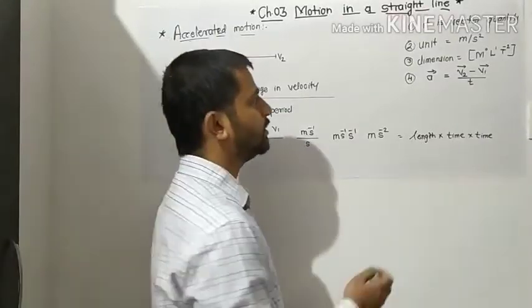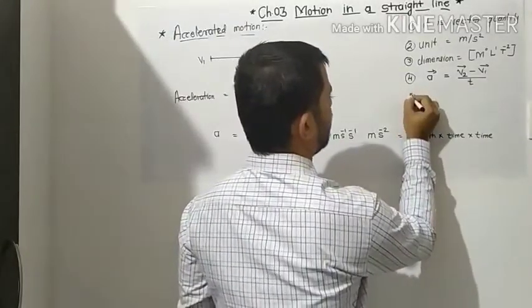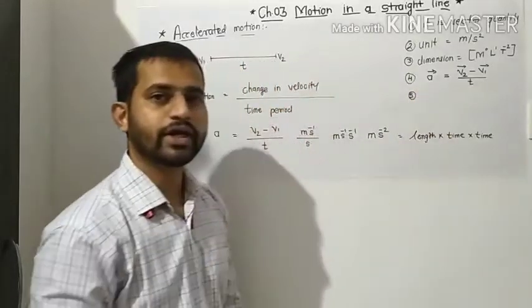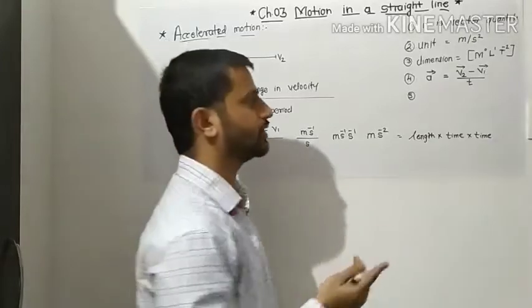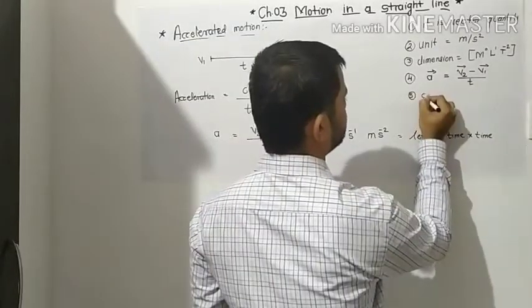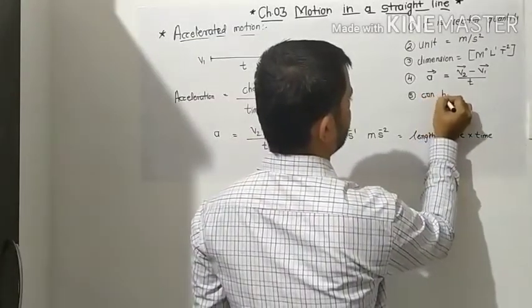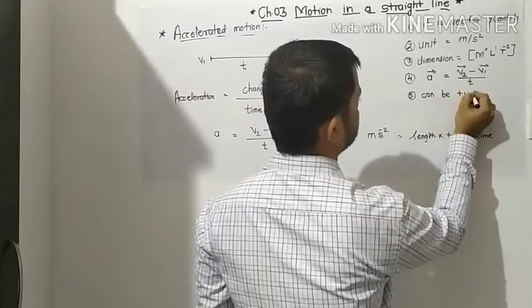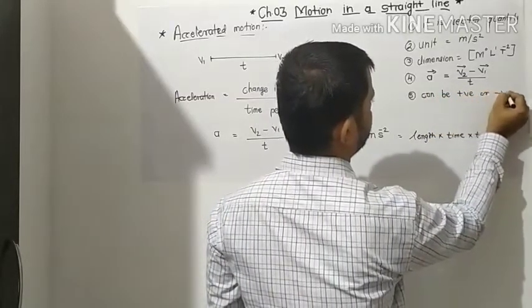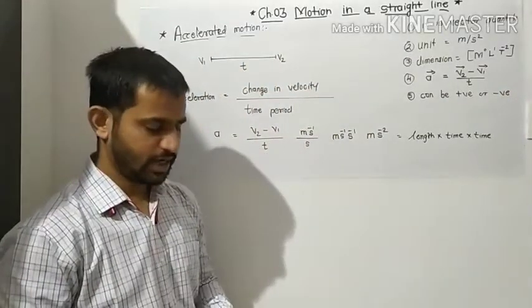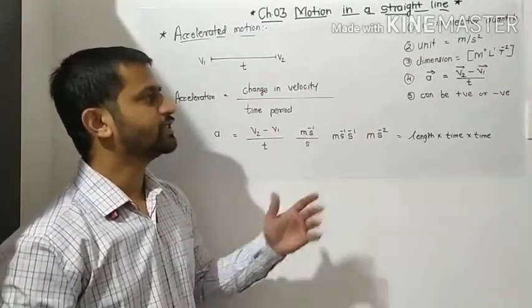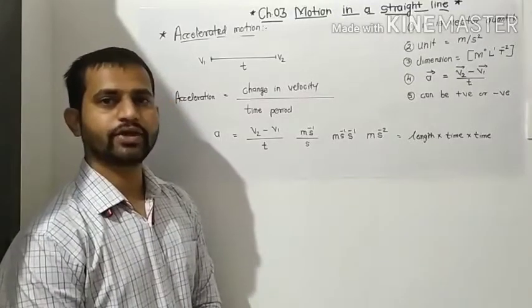Then the fifth one: as the velocity can be positive or negative, the acceleration can be positive or negative. So acceleration can be positive or negative.